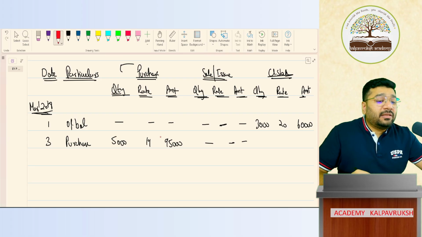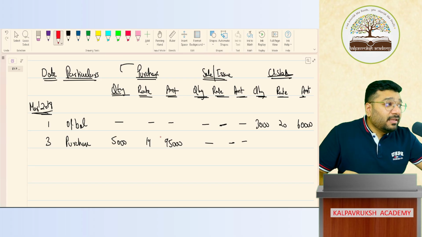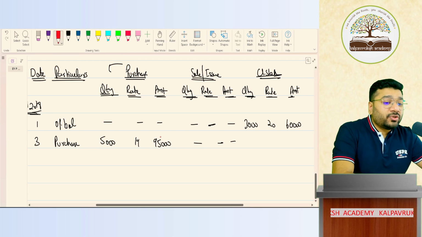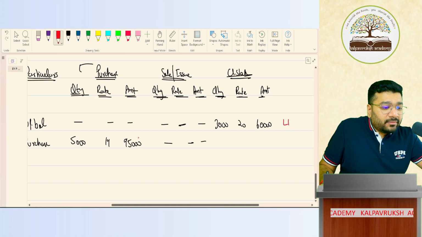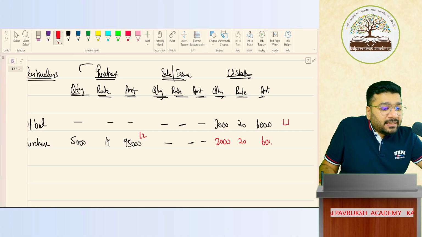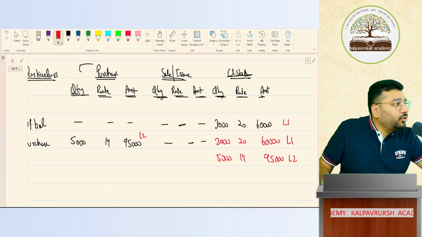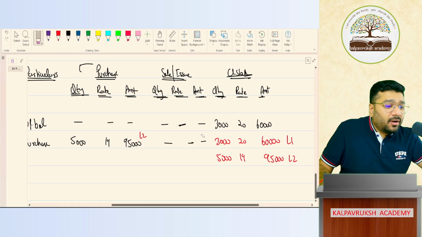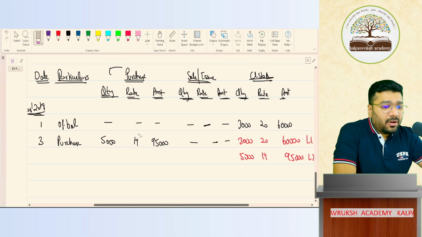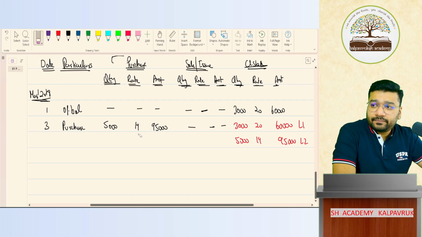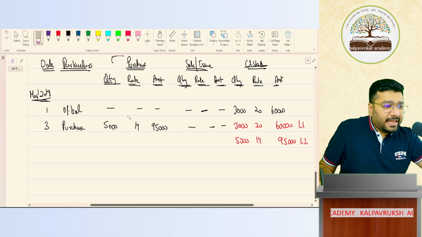Don't tell me, sir, 3,000 plus 5,000 will be combined and write 60 plus 95. No, you cannot do it. In FIFO, you have to maintain the data lot wise. So this is lot 1 and this is lot 2. Separately, you have to show it. So 3,000 into 20, 60,000 is the inventory of lot 1. Then 5,000 into 19, 95,000 is the inventory of lot 2. Separately, you have to show it. Got it? Not got it? Online people, got it? Yes, sir. Okay, fantastic. Leave one line.